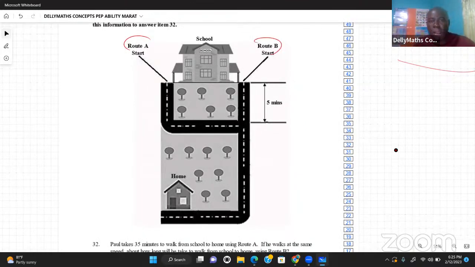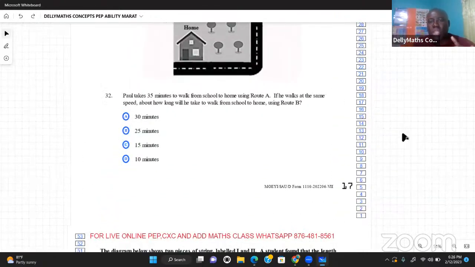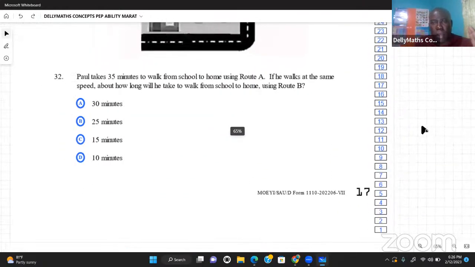He's going to be walking along the road. The black pavement you see is the road. And they're telling us that this is about 5 minutes walk. We're looking at that distance there, and they're linking it to 5 minutes. So we're going to use that piece of information that they gave us to come up with what we want. But let us read what they want first. Let's go back to read what they want.